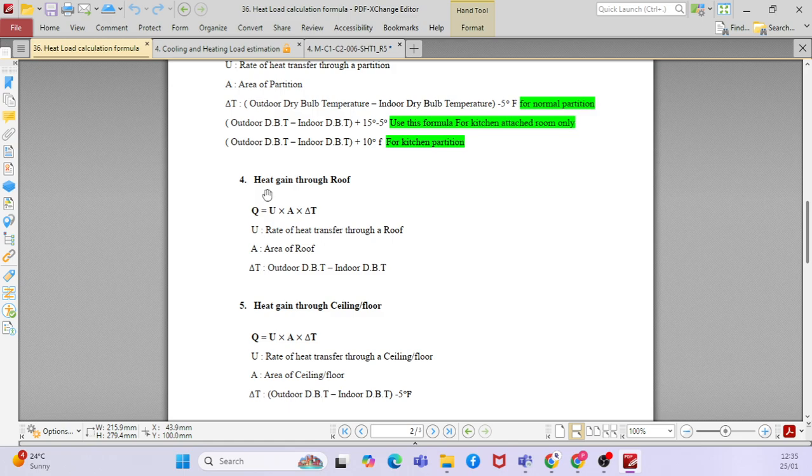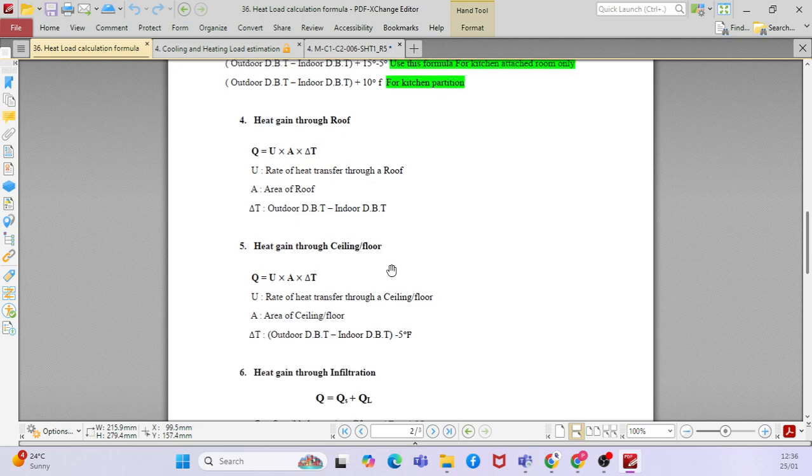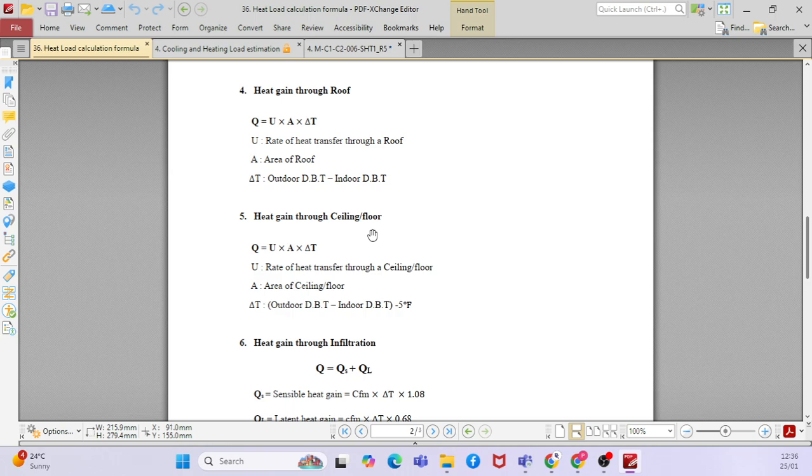Then similarly for the heat gain through the roof, Q equal to UA delta T. U is the rate of heat transfer through the roof, A is the area of the roof, and delta T is the outside dry bulb temperature minus the indoor dry bulb temperature. Similarly, for the heat gain through the ceiling or floor, the same equation, Q equal to UA delta T.